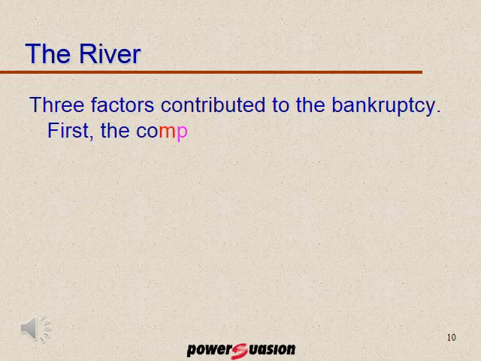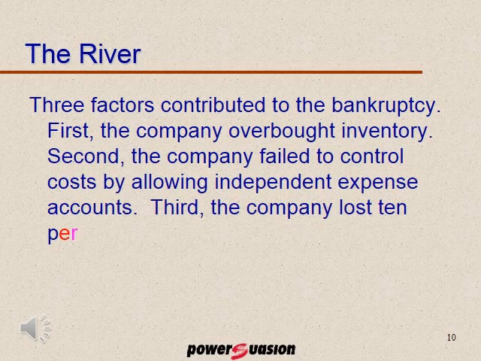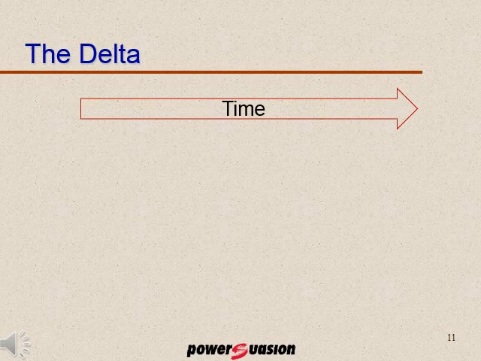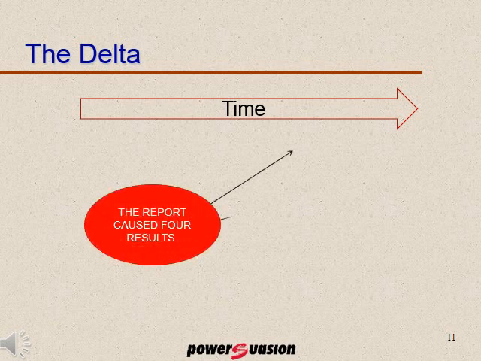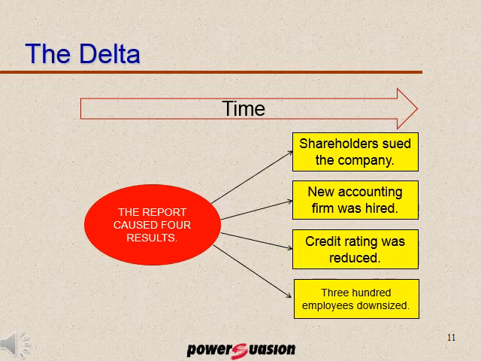Here the paragraph lays out the causes and the consequence, so that we can see the clear relationship between what happened and the outcome. The delta is also historical, and it is really from the present to the future, so that we have the time arrow once again moving in one direction, and we have the cause and the consequences, the outcomes. So it's the present, which is the report, and then the 4 outcomes: their shareholders suing, the new accounting firm was hired, credit rating was reduced, and 300 employees downsized.